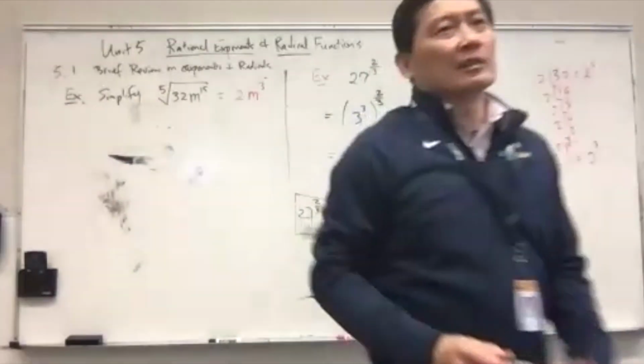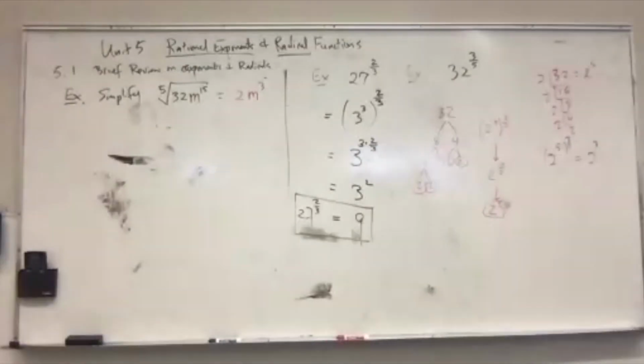The question is how you get there, right? How you get there. But the answer is 2m to the third power. But I want you to be able to figure out how to show me how you get there. I'm more interested in the beginning steps.